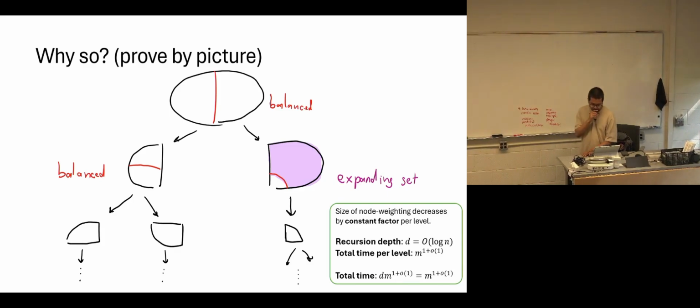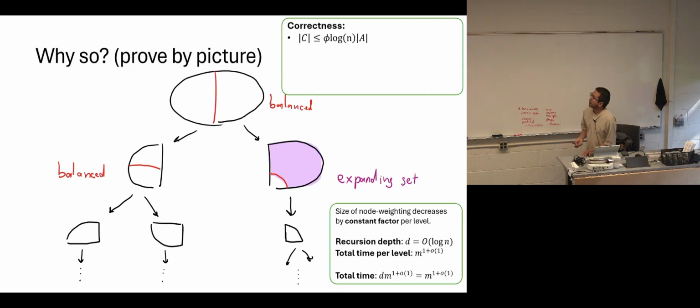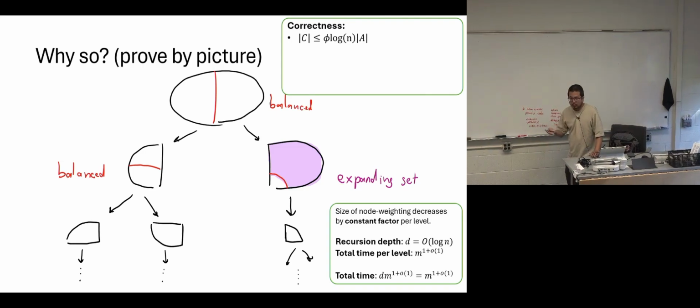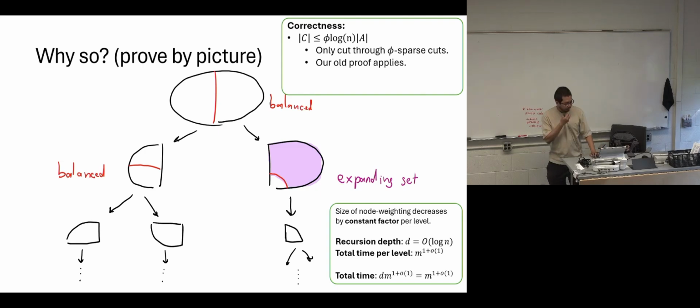And the correctness is also kind of clear, right? Because we still get that the size of C is small, because we only cut through sparse cuts. The same charging argument holds. Right. Okay. So the same proof applies.